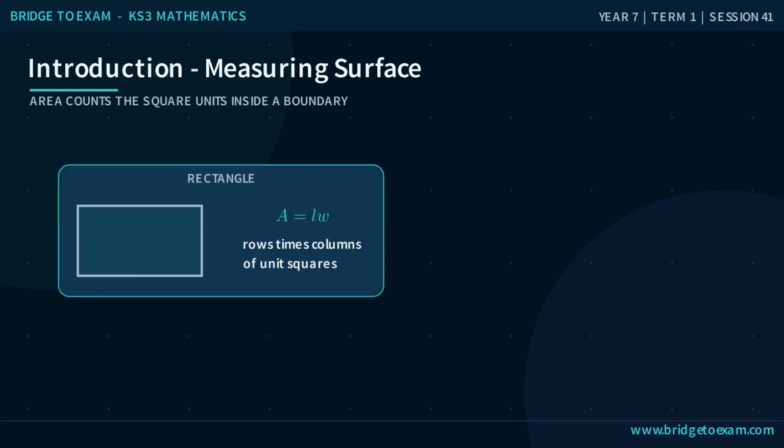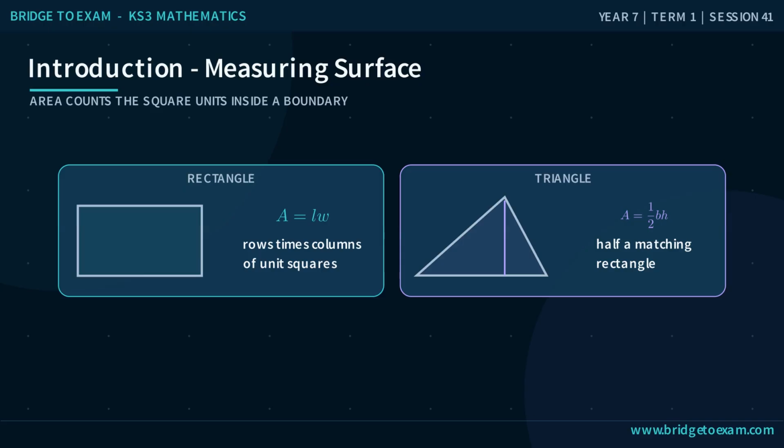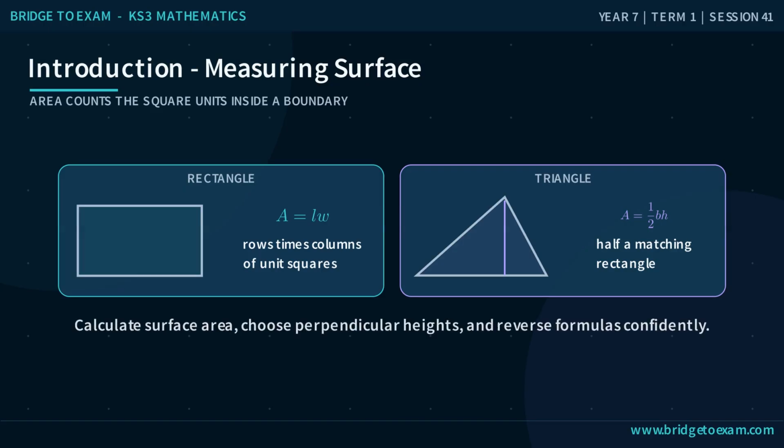Session 41. Area of rectangles and triangles. Area measures the amount of flat surface inside a two-dimensional boundary. Unlike perimeter, area covers a region and is measured in square units. By the end, you'll calculate rectangle and triangle areas, choose perpendicular heights, solve missing length problems, and check units.